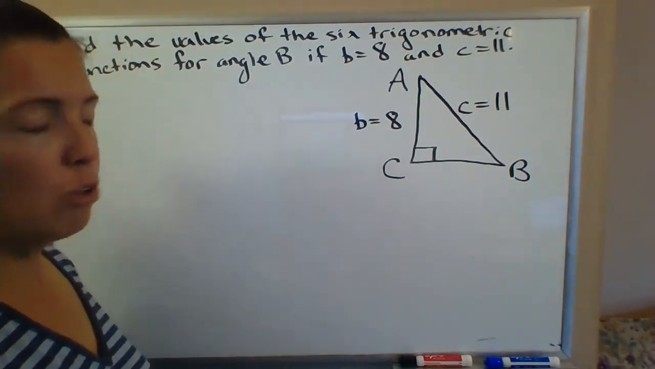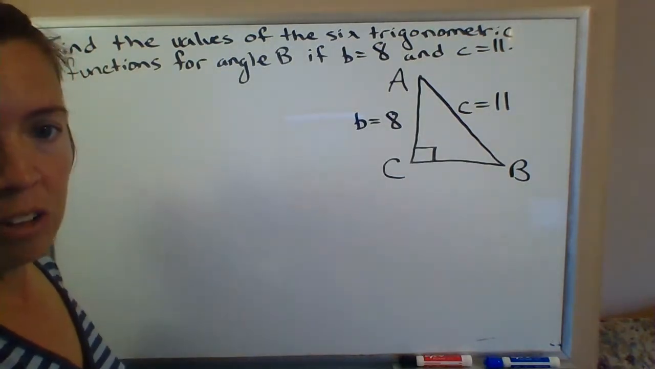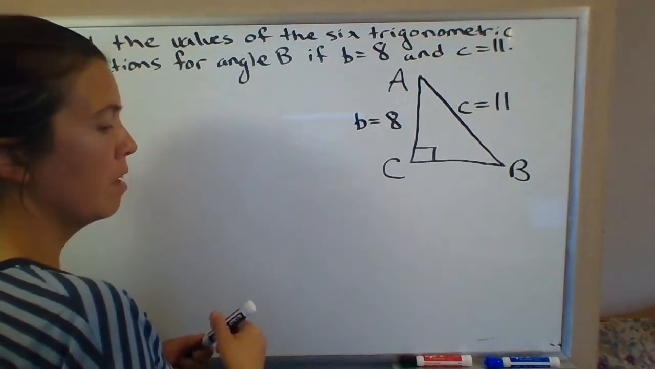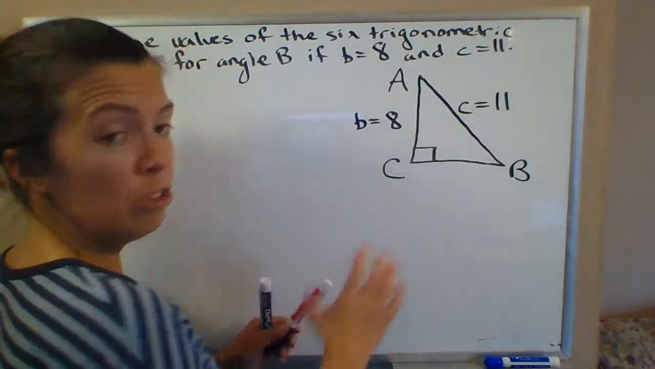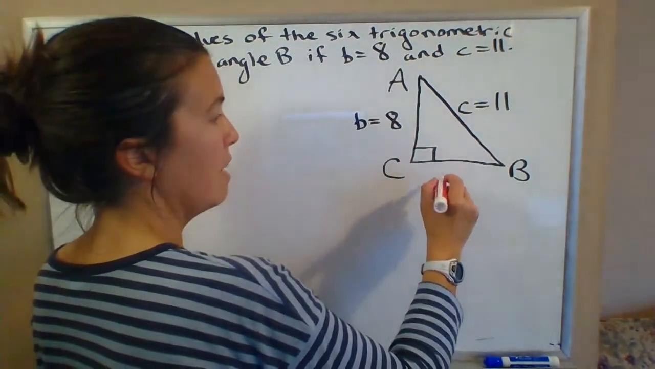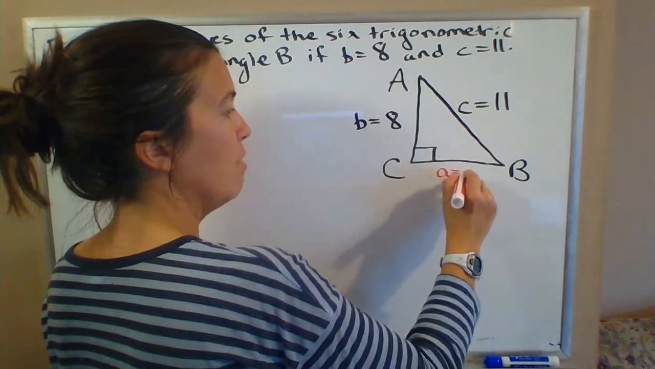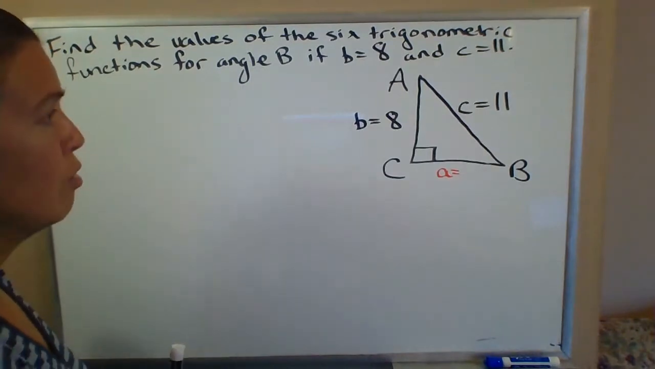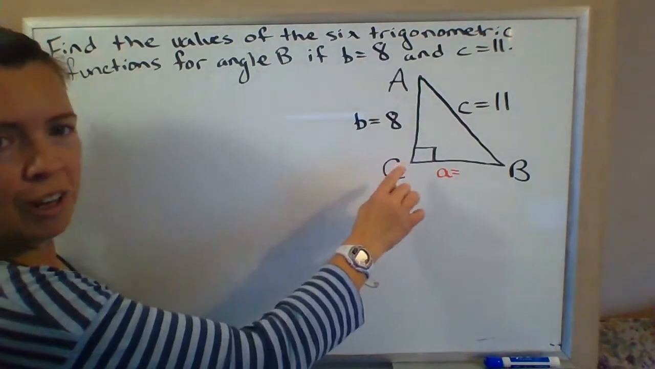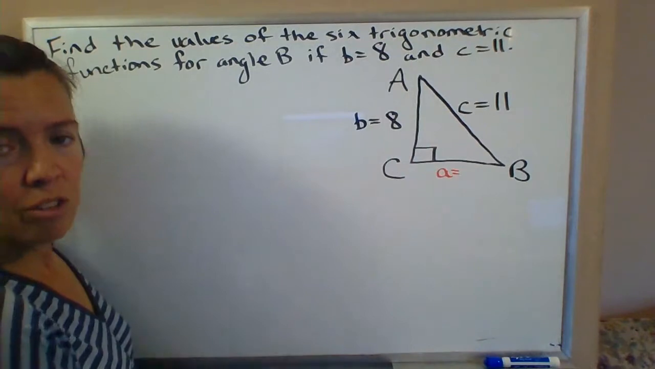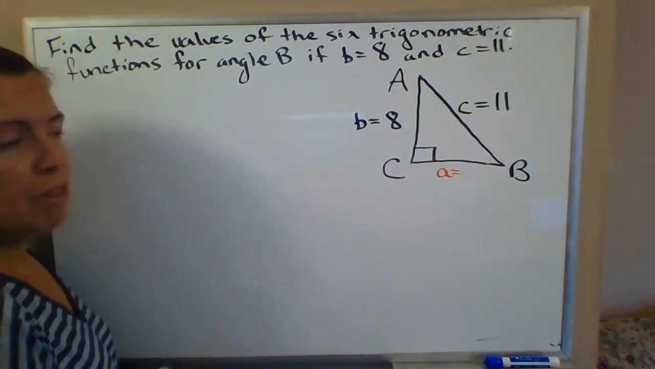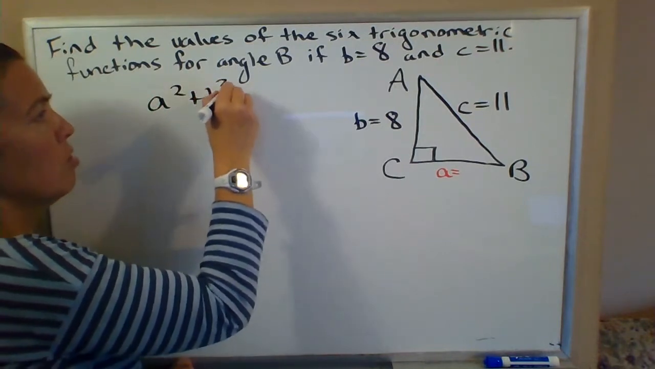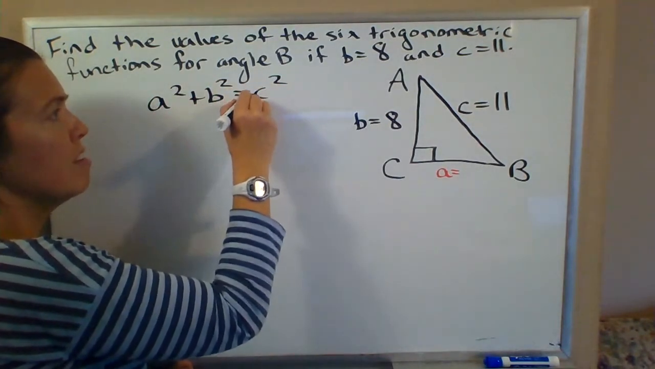If you have the lengths of all 3 sides of a right triangle, then we can generate any trig value we want for the angles within that triangle. Or for the acute angles, I should say. In this case, A and B. So the first thing we want to do is solve for the missing side. And if you have the side lengths for 2 sides of a right triangle, then we can use the Pythagorean Theorem, which says a squared plus b squared equals c squared, to solve for the missing side.